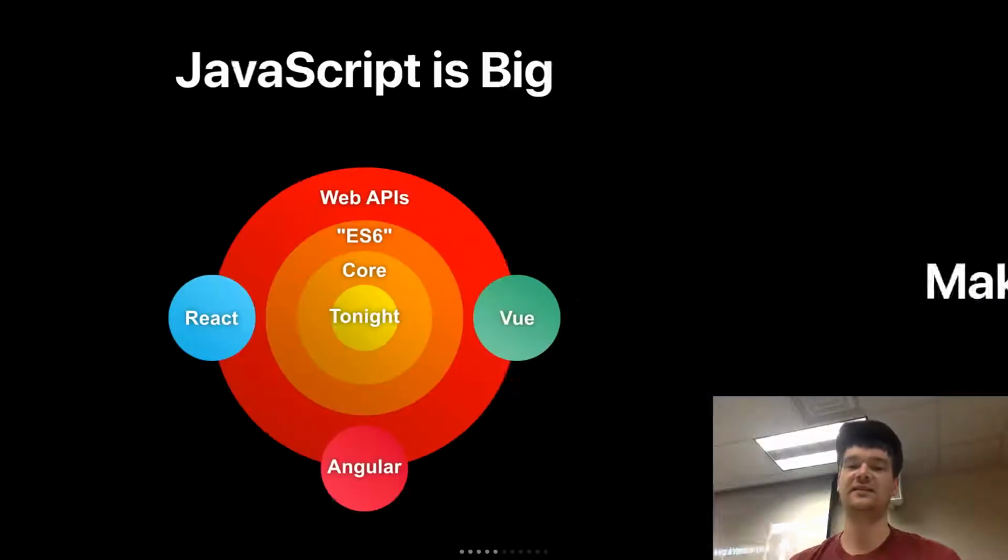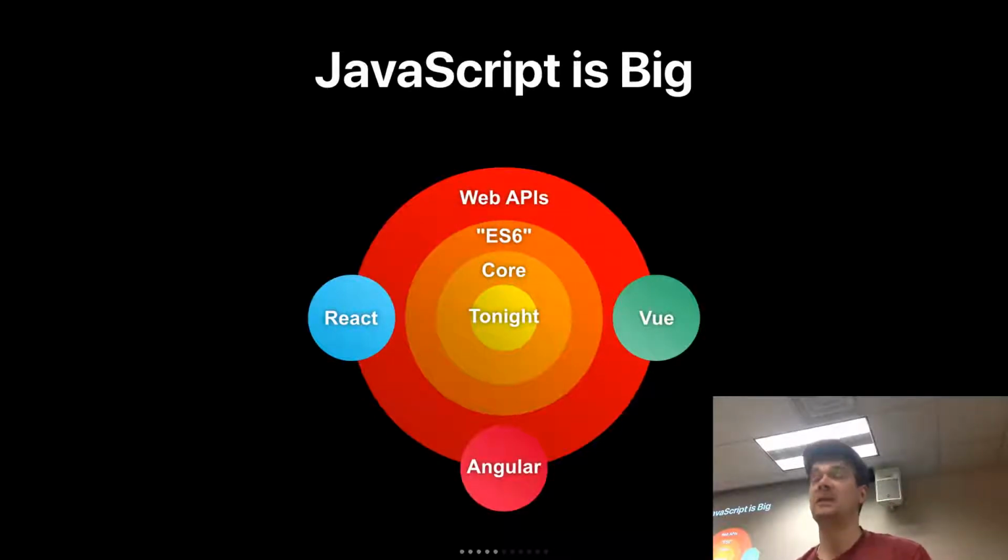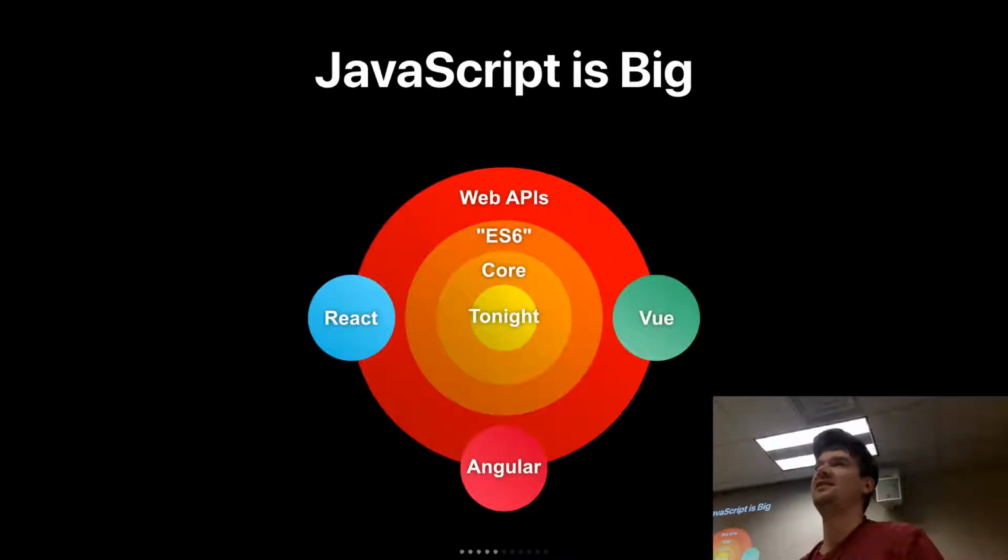Okay, now we'll go back to this slide. JavaScript is really, really big. There are a lot of different pieces to it. Tonight we're going to be talking about just that little circle there in the middle. This is the very basic basics, the stuff that will get you going, get the ball rolling with everything else.